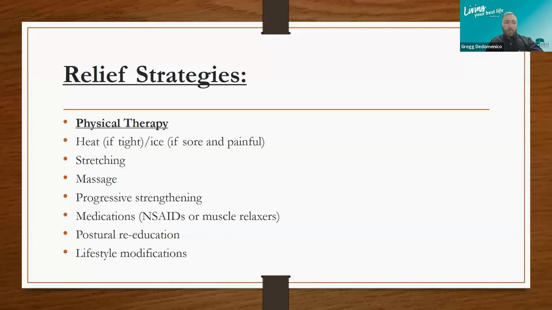You can also perform various types of stretches or massage. You could do progressive strengthening of the muscles surrounding the neck to help build up their tolerance to that activity to avoid any kind of issues moving forward. You can use certain medications such as NSAIDs or muscle relaxers as prescribed by your primary care provider or orthopedic doctor, and work on postural re-education exercises or lifestyle modifications. These things, again, I will cover towards the end because they are recurrent and will come up as I discuss some of these other conditions here.